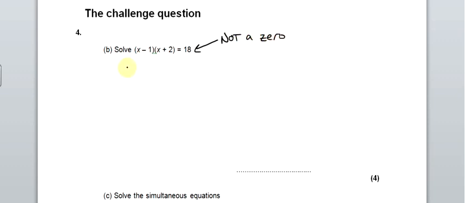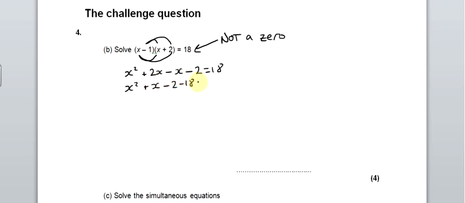So what we have to do first of all is multiply it out. You can use the grid if you want. I'm just going to go x squared plus 2x minus x minus 2 equals 18. And then I'm just going to simplify that up. x squared plus x minus 2 minus 18 equals 0. Now it's 0.